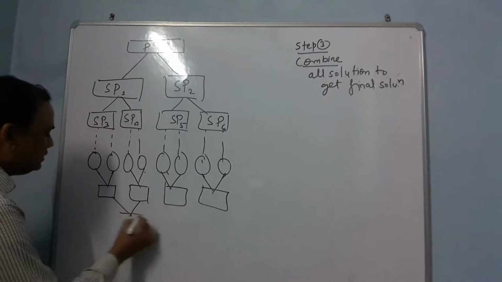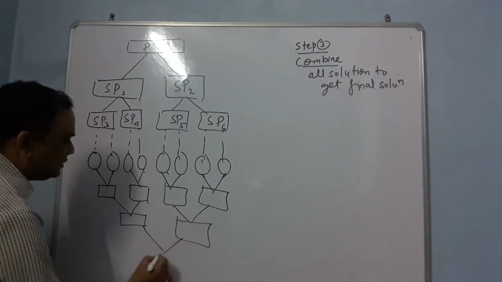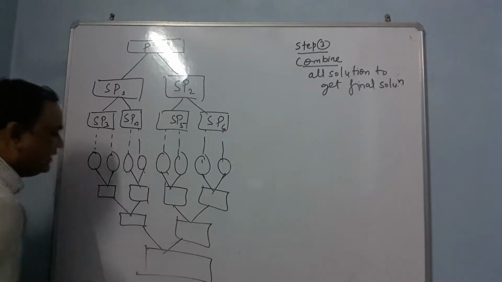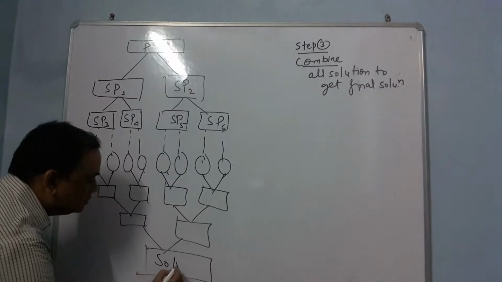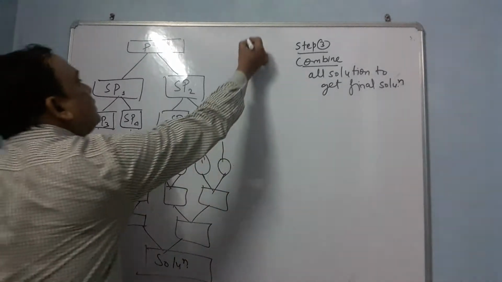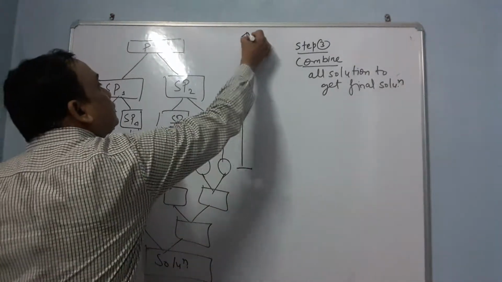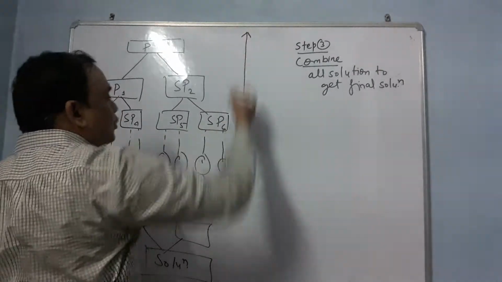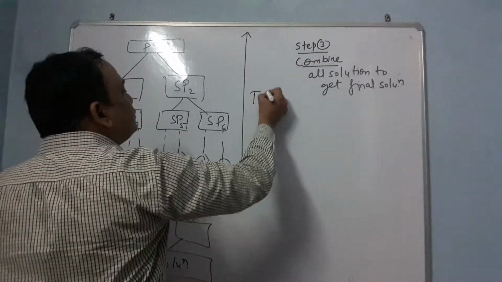And finally we find it, and after that it will be the final solution, that is our target solution. Here there are two phases. Number one is the divide phase, here from top to bottom. This is the top to bottom approach.